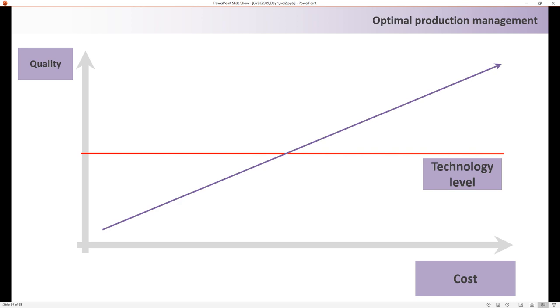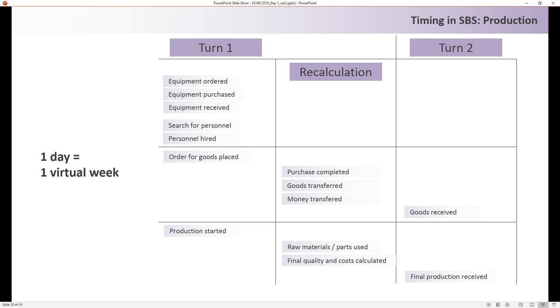So take that in consideration when you're planning and managing your production facilities. Timing. Timing in production is quite similar, but there are certain differences. Equipment can be bought at the same virtual week, personnel hired at the same virtual week.